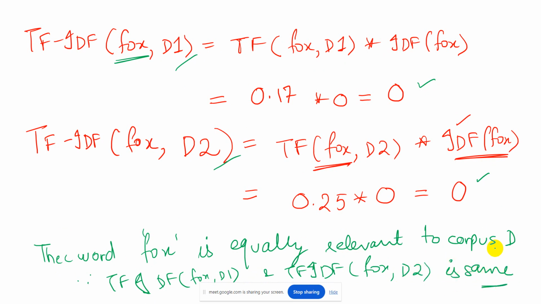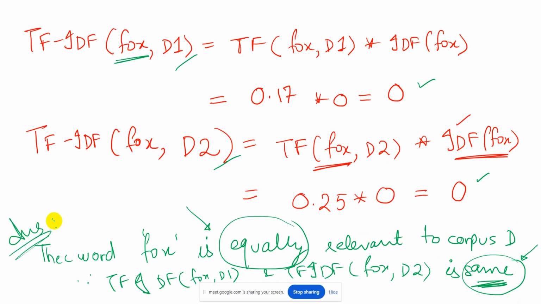It does not matter if it is 0. What matters is whether that value is the same or not. If it is the same, then that term is equally relevant to all the documents in a particular corpus. Is it clear?